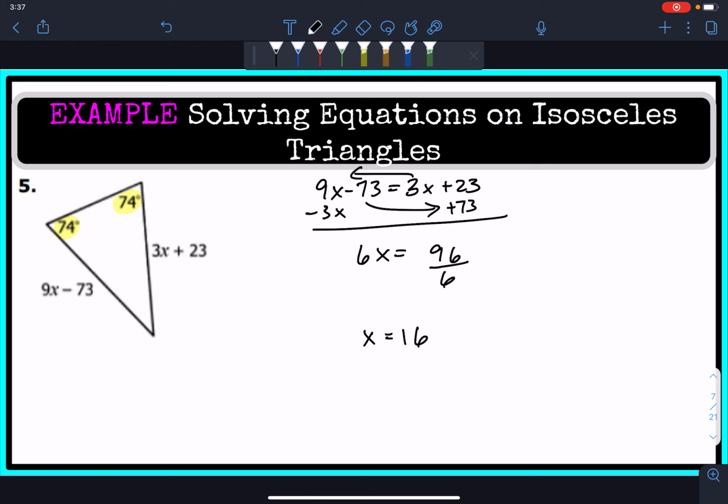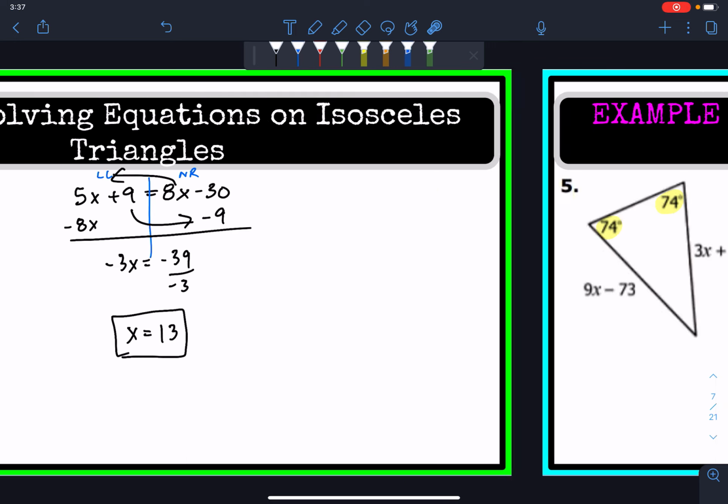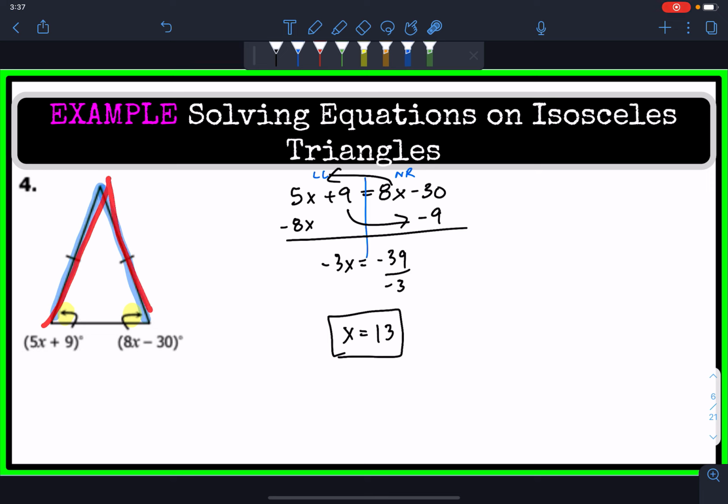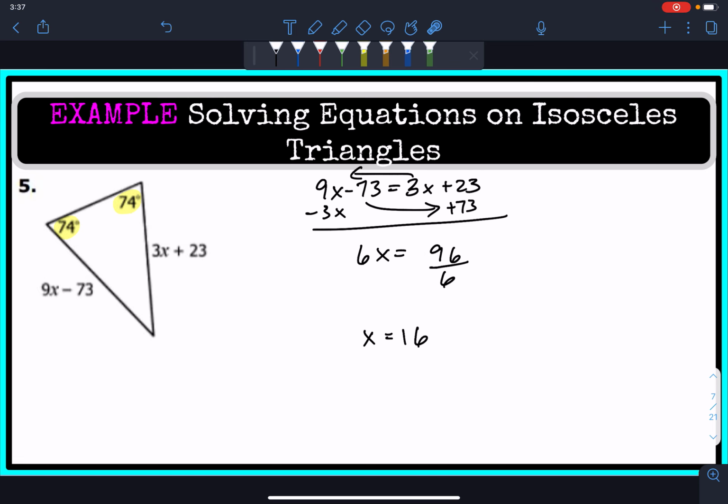So again, on these last two examples, they'll have to provide you one of two things. They'll either have to tell you that the two angles are equal, indicating that we have an isosceles triangle, or they'll have to tell you that the two sides are congruent, again meaning you have an isosceles triangle, so these two angles are equal to each other. And with that information, you can set up your equation by setting the two angles equal to each other, and setting these two sides, congruent, equal to each other.